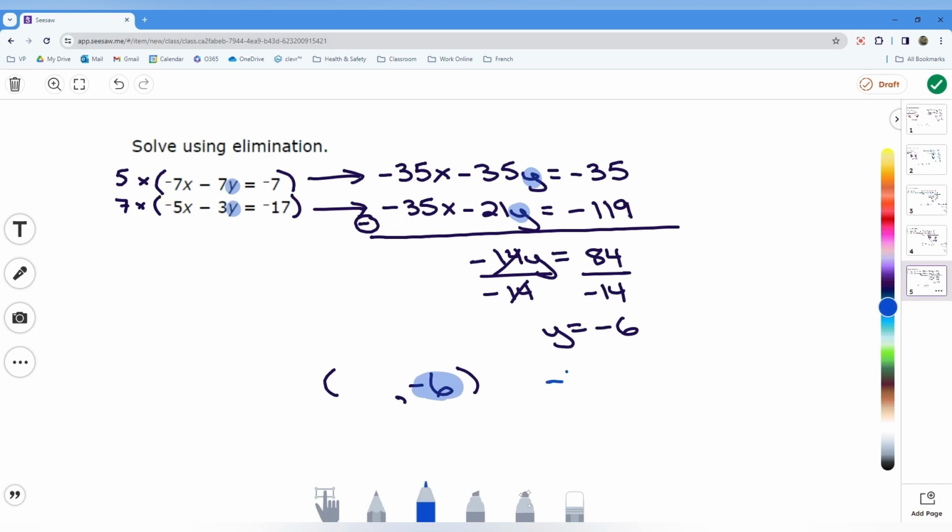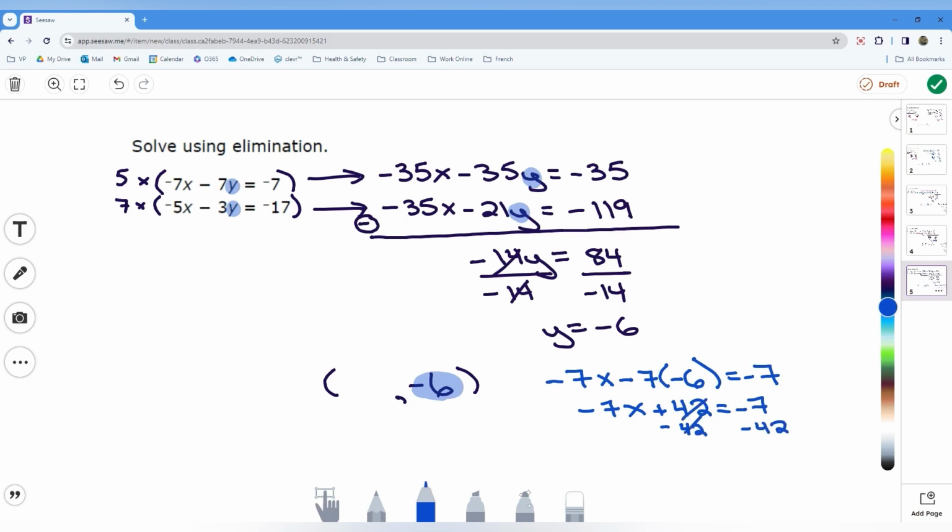So we have -7x minus 7 times y, which is now -6, all equaling -7. Let's do the multiplication. What is -7 times -6? Well, a negative times a negative turns into a positive, and that is 42. Once again, we are left with our two-step equation, where the first step is to subtract 42 from both sides.